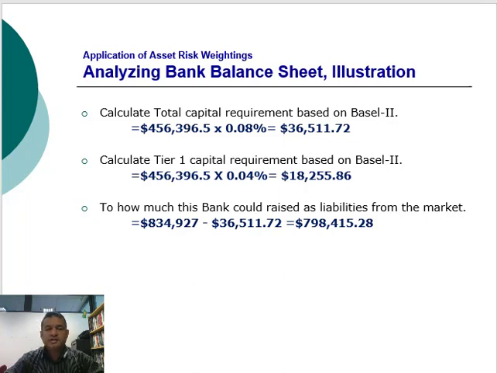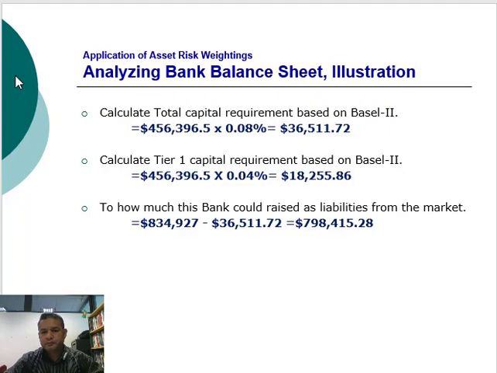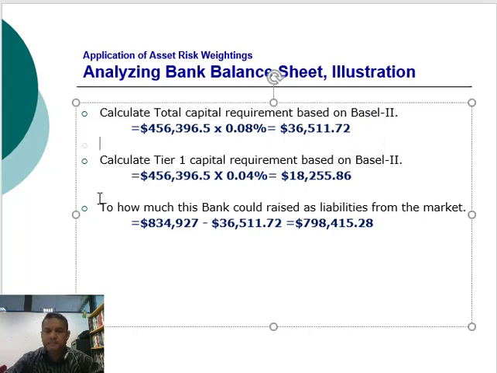So the first question was that calculate the total capital requirement based on Basel II. As we calculated, the risk weighted asset value is 456,396.5 based on the previous slide, which is this value. 8% of this is $36,511.72. So what you need to do, calculate the risk weighted asset value, multiply by 0.08. You'll get this number.